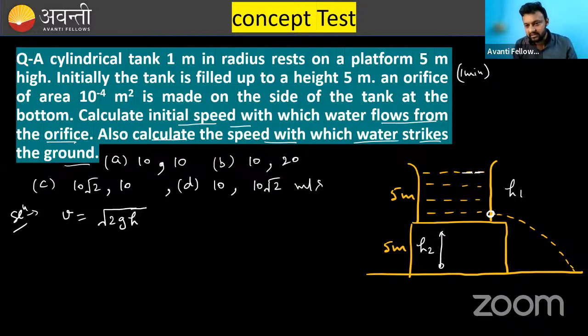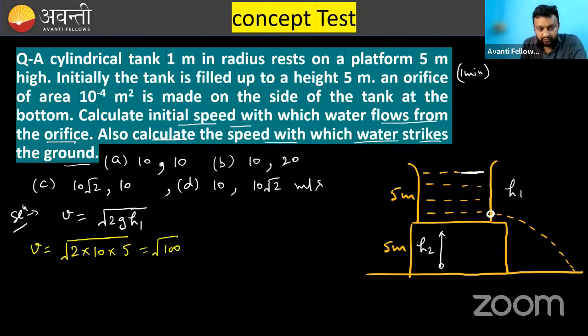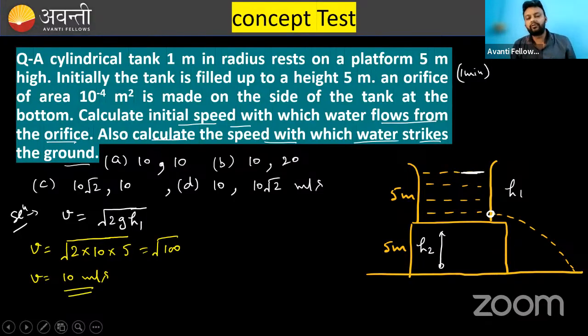And from the surface, this is the surface of the liquid, and the depth of the orifice is h1. I am writing it h1. Now place the values. If I change the color of the pen, you will see that V is equal to root 2 g h1, g is 10, and the height h1 is 5 meters. So it will be root of 2 into 10 into 5, that is root of 100. So V is equal to 10 meters per second. This is the velocity of the liquid coming out of the orifice.